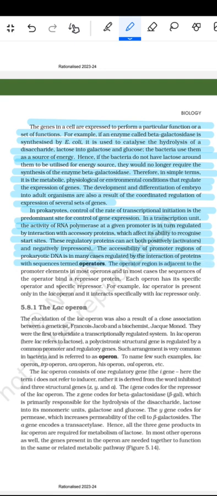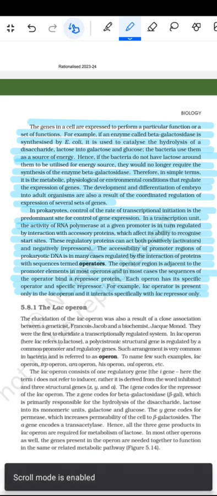The operator regions are, in addition to the promoter elements, present in most of the operons, and in most cases the sequence of the operator binds a repressor protein. Each operon has its specific operator and a specific repressor. For example, the lac operator is present only in the lac operon and it interacts specifically with the lac repressor only.